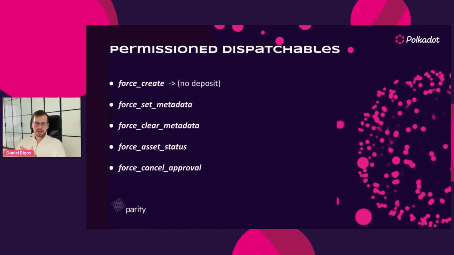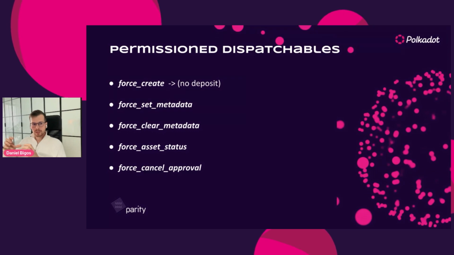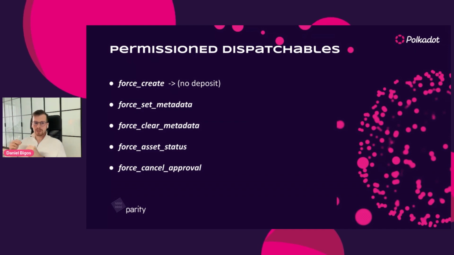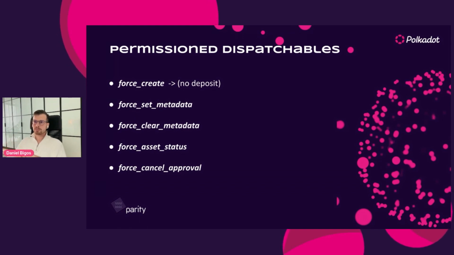Besides privileged calls, we also have permissioned dispatchables. Those are the force extrinsics from the assets pallet, and those extrinsics can only be executed by accounts that meet the requirements described in the force origin type implementation. About the force origin type, we will discuss later. So just remember that for those extrinsics, our account needs to meet the requirements described in that implementation.